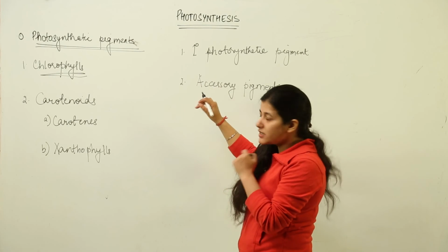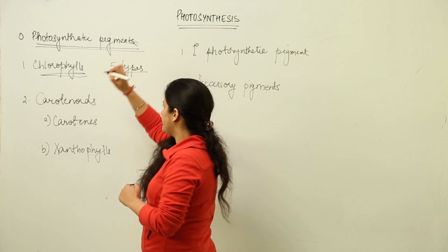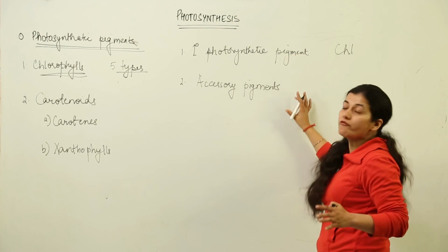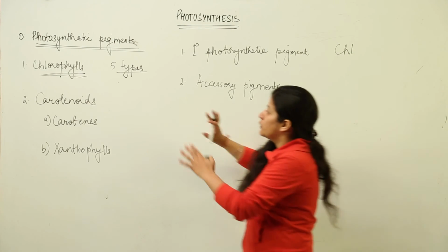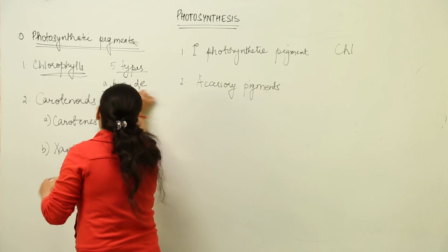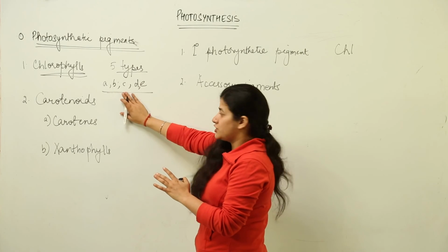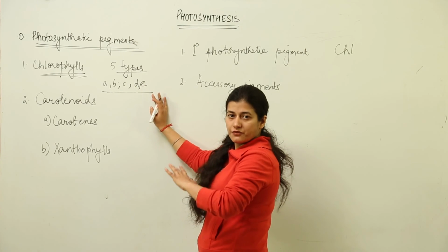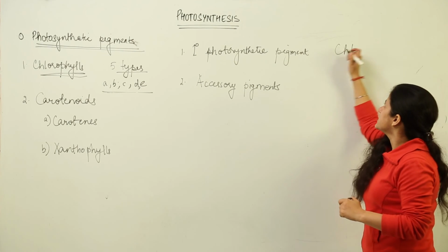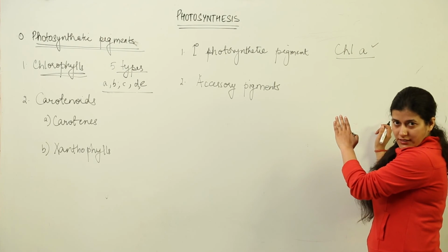In green plants we have 5 different types of chlorophylls. If I represent this primary photosynthetic pigment as CHL, the short form for chlorophyll, there are 5 different types. We name them A, B, C, D and E, in alphabetic order: CHL A, CHL B, CHL C, CHL D, CHL E. When I say primary photosynthetic pigment, I mean chlorophyll A.